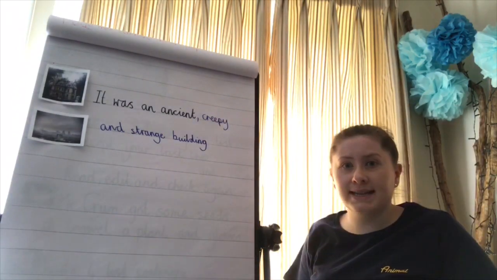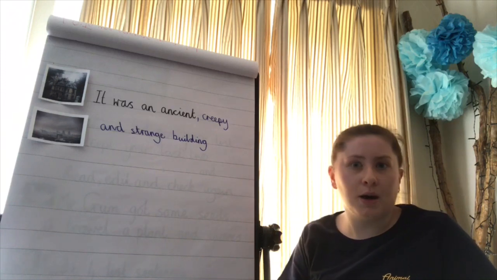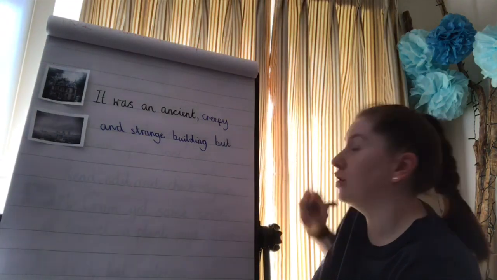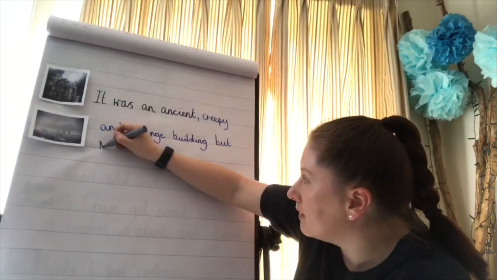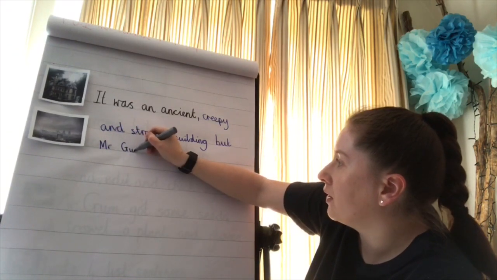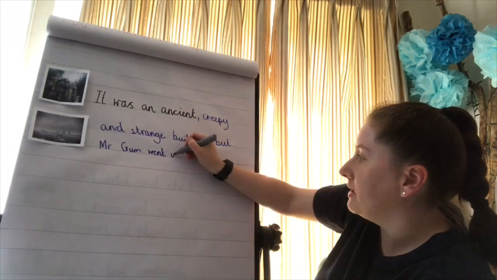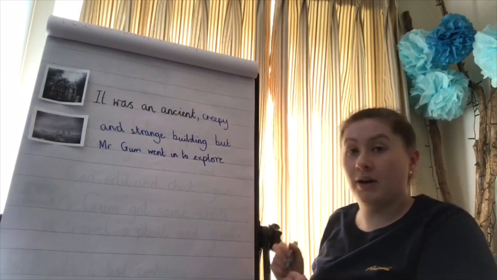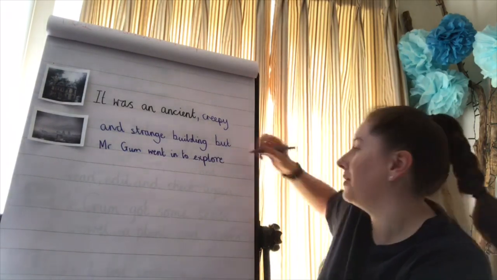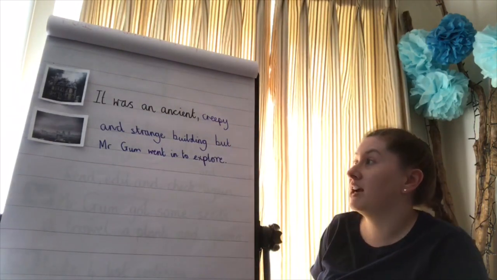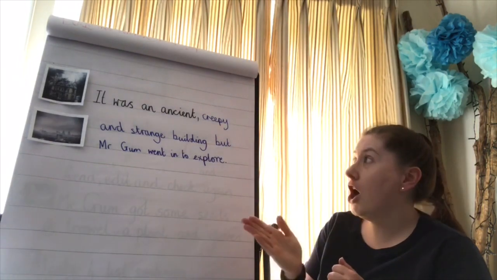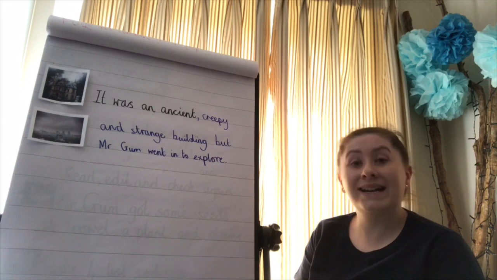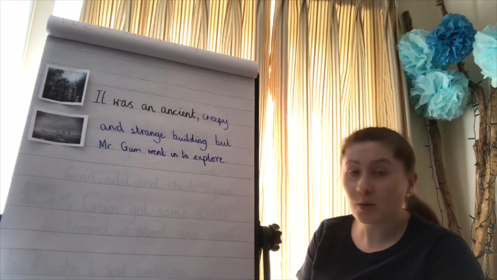Now I'm going to extend my sentence. But Mr. Gum went in to explore. So I think he might go in there. But, and I know I need my capital letters. Mr. Gum is a proper noun. But Mr. Gum went in to explore. Right, have I finished? No, need my full stop at the end. Let's read it through together to check mine. It was an ancient, creepy and strange building, but Mr. Gum went in to explore. Full stop. Quite pleased with that sentence actually.